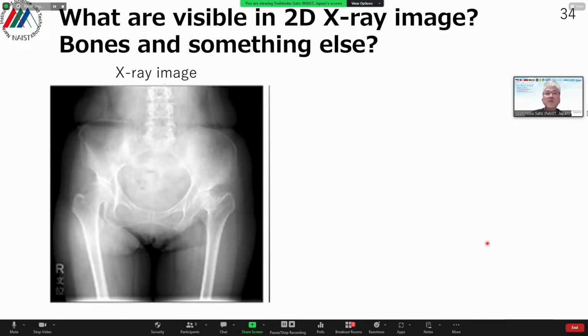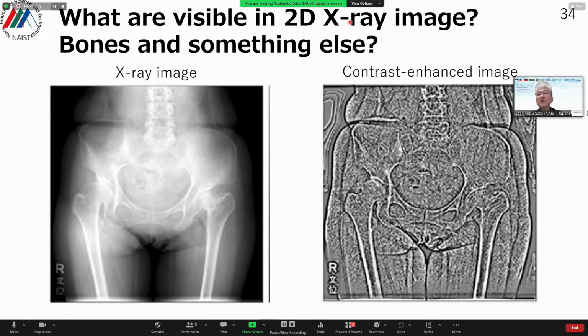So these are two-dimensional X-ray images. You can observe some bone, pelvic bone and femur bone here, but it may not be very easy to see muscles here. But of course, muscle is imaged here as well. Actually, we did some image processing to enhance boundaries. So this is actually a muscle boundary. So some kind of muscle information will be here.